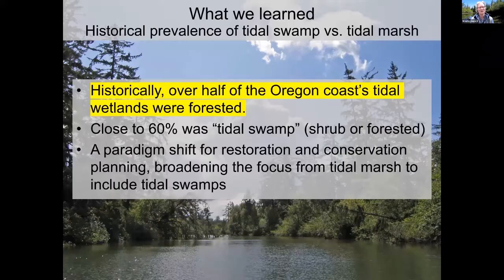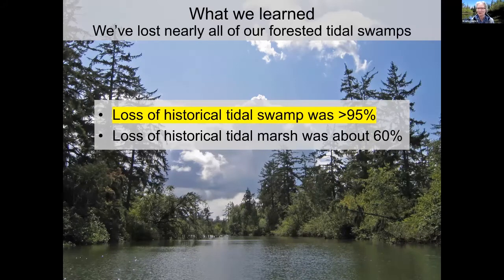The first really cool thing that we learned was that over half of the Oregon coast's tidal wetlands were forested rather than tidal marsh. That's a new understanding and an important one. This really means that we need to shift our focus from just looking at restoring tidal marsh to trying to restore tidal swamps as well. The losses of historical tidal swamp were much higher than the losses of marsh. We've lost over 95% of our tidal swamps versus around 60% of tidal marshes, and we actually have gained back quite a few tidal marshes due to various factors that I will mention.